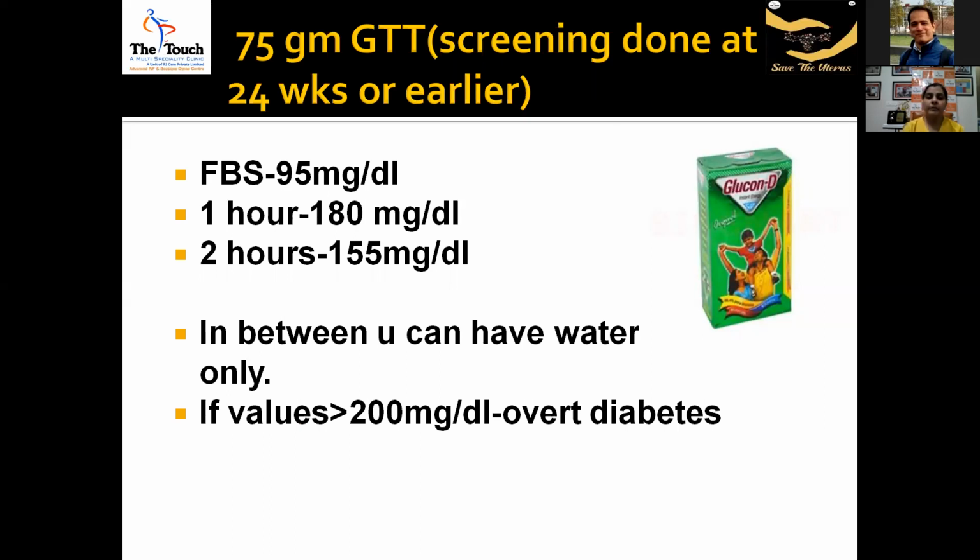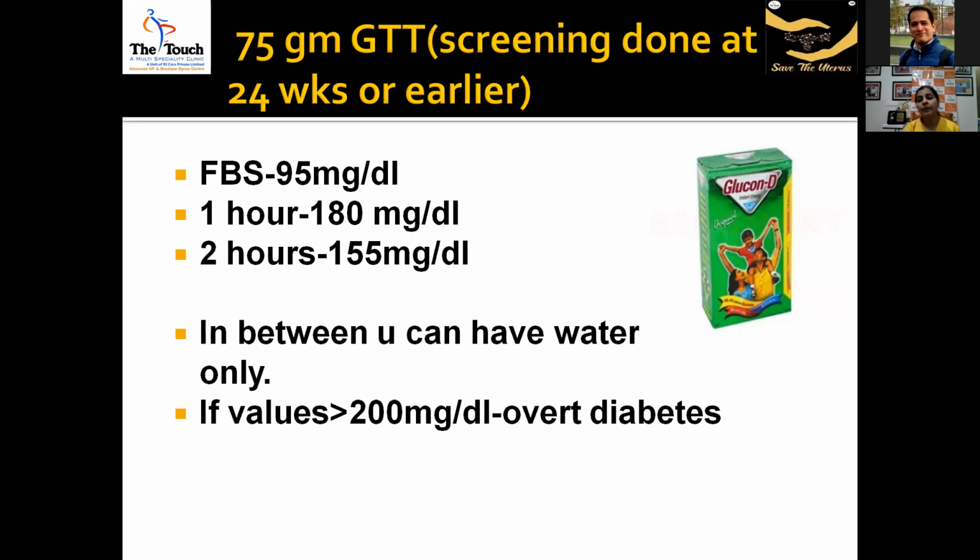So what are the normal values for your GTT screening? Your fasting should be around 95 or less. 1 hour after having sugar is around 180 and 2 hours after is 155. If even one sugar level is higher than this, then it is known as gestational diabetes.